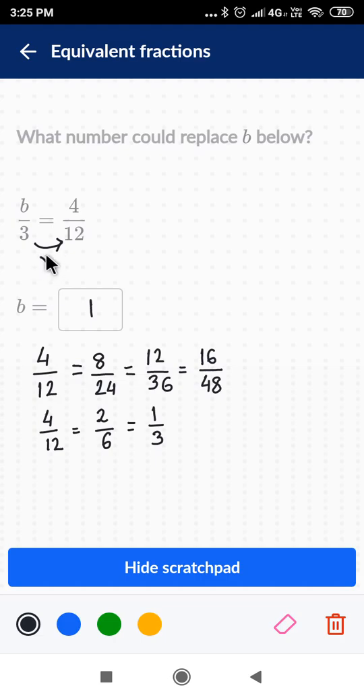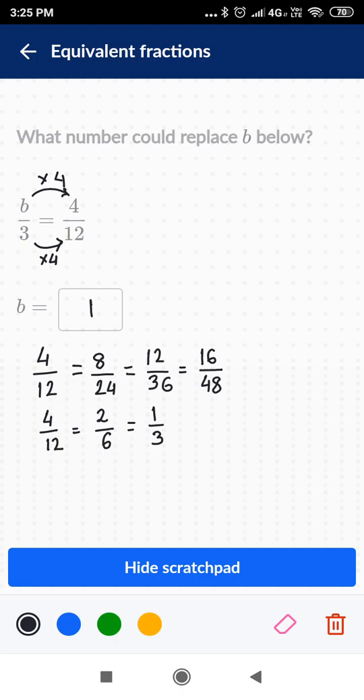So 3 into 4 is 12. Therefore, b into 4 has to be equal to 4. So what would be b? B would be 1, because 1 into 4 is 4. So that is the answer.